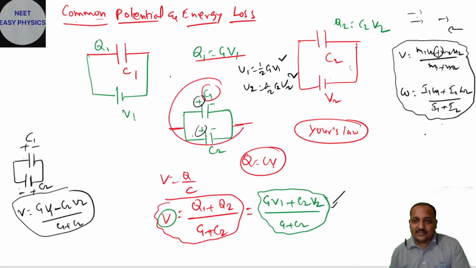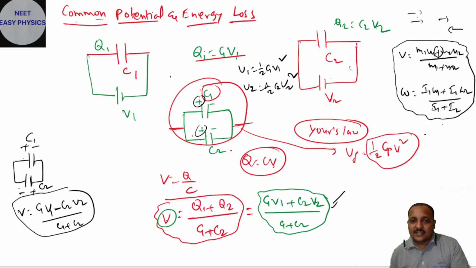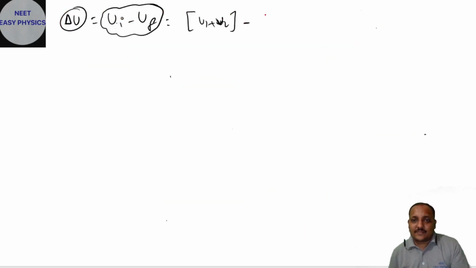What is the final energy? Whenever plus and plus are connected, what is the final energy formula? Half Cp V square. What is Cp? C1 plus C2. What is V? C1 V1 plus C2 V2 by C1 plus C2. Therefore, half C1 plus C2 V square.